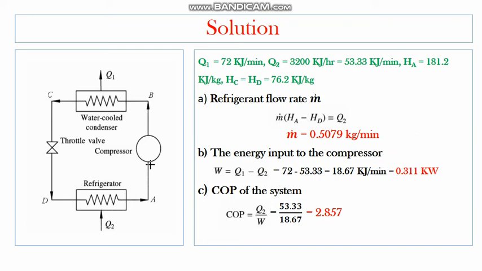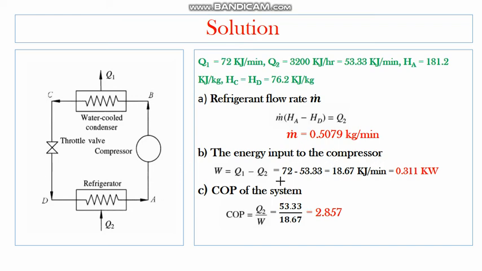As I told earlier, energy input to the compressor is nothing but the external work. So my work will be equal to Q1 minus Q2. We know the value of Q1 and the value of Q2, so if I substitute everything, I get kilojoule per minute. We usually denote work done in kilowatt or horsepower, so I converted it into kilowatt. Kilojoule per second is nothing but kilowatt. So this is the energy input to the compressor.